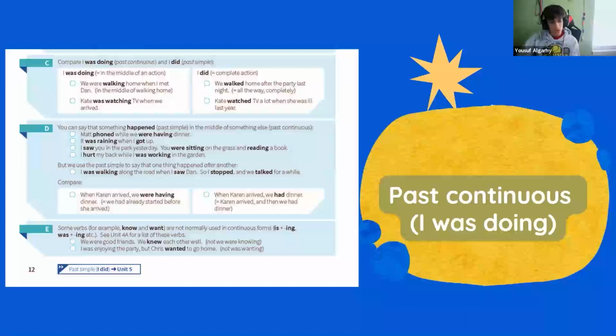Okay. So here we have two things to compare. We have when Karen arrived, we were having dinner. And we have when Karen arrived, we had dinner. Okay. So does anybody know the difference between these two? I'll give you guys a second if you're typing it out.